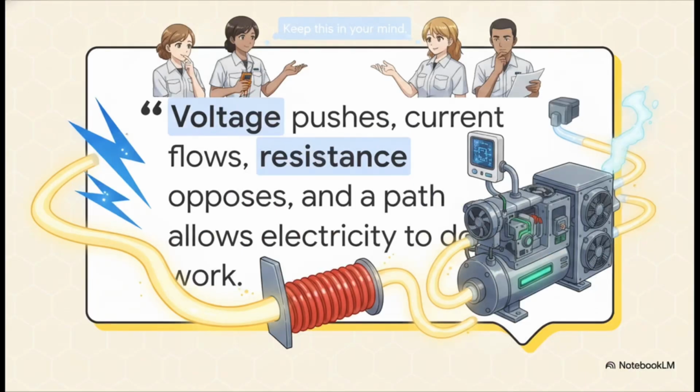So here's the thing about this foundational rule. It literally anchors everything you are ever going to do on a service call. Voltage pushes, current flows, resistance opposes, and a complete path allows electricity to do work. Whether you are dealing with a tiny residential thermostat or a massive commercial compressor, this basic relationship is the invisible force you're managing. Keep that in the back of your mind as we tackle these questions today.